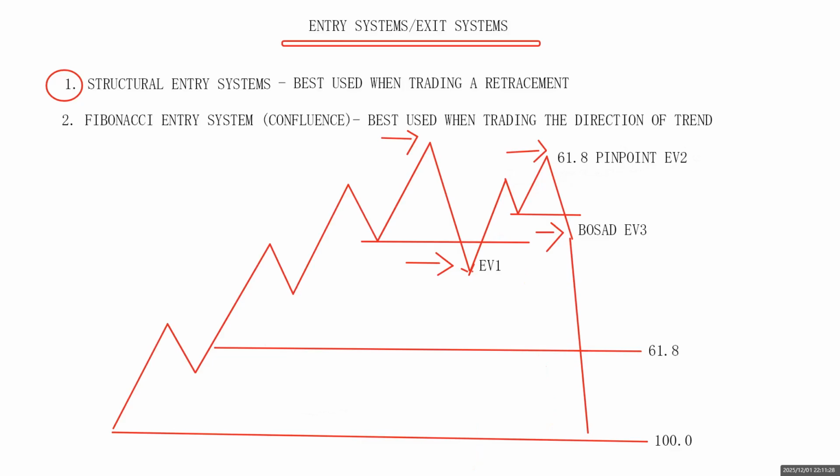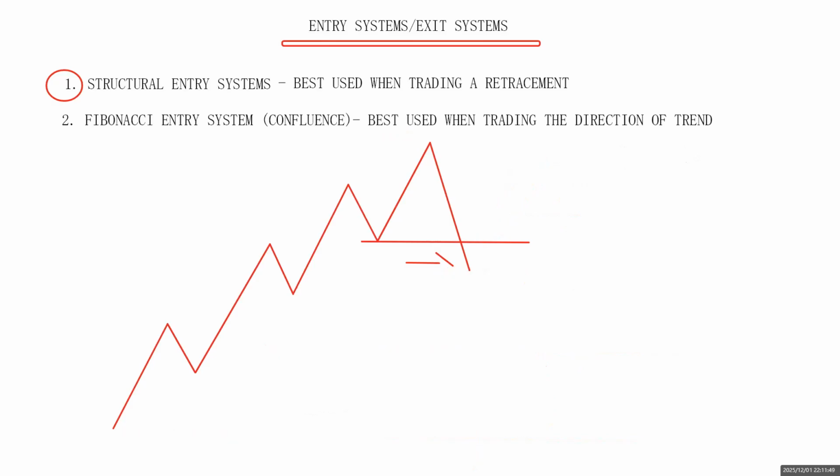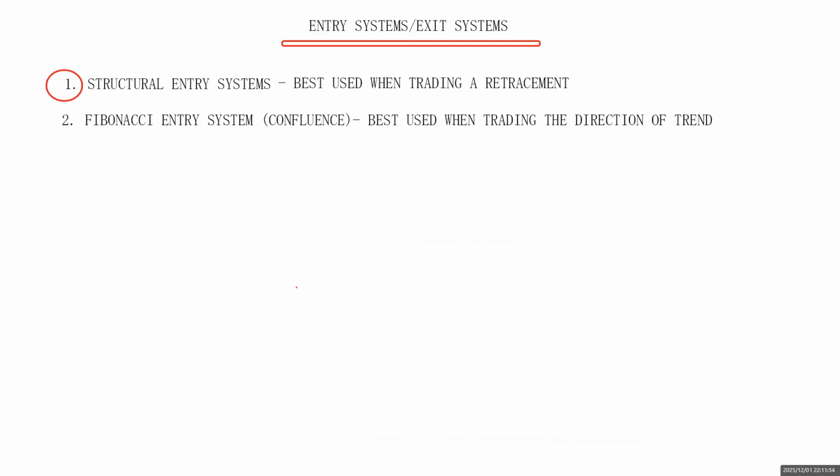You understand? Right now, I've talked about the structural entry systems, and I've also talked about the exits. We know that when we are exiting, it's a retracement, 61.8, or direction of trend, 100.0. We are now fully aware of that. So taking all of this back, we are now going to do the same thing we did for the bullish, we just briefly draw it out for the bearish.